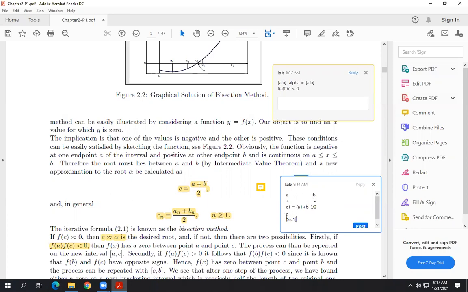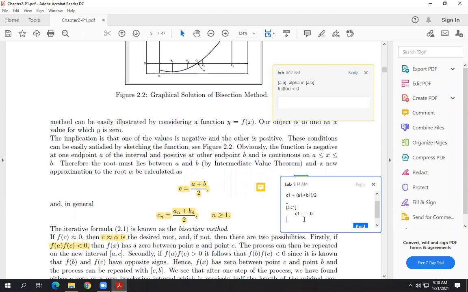But if it is positive, we take the interval c1 to b. Now you can see that the size of the interval has become smaller: c1 and b. And now we know alpha exists inside. When alpha exists inside, you are ready to use the formula.